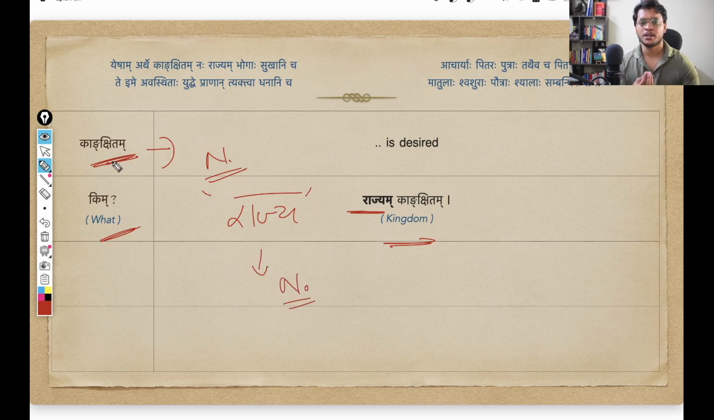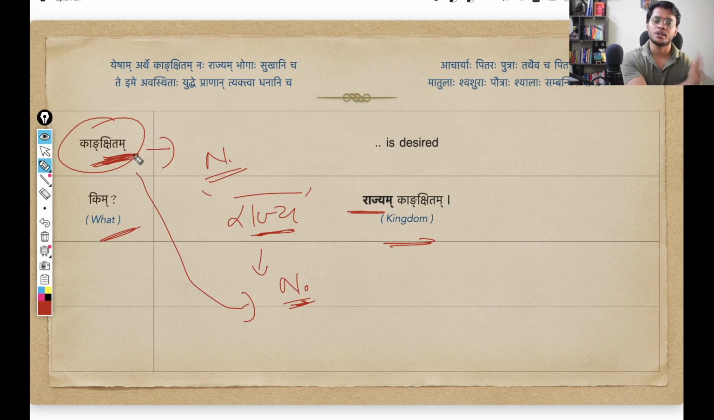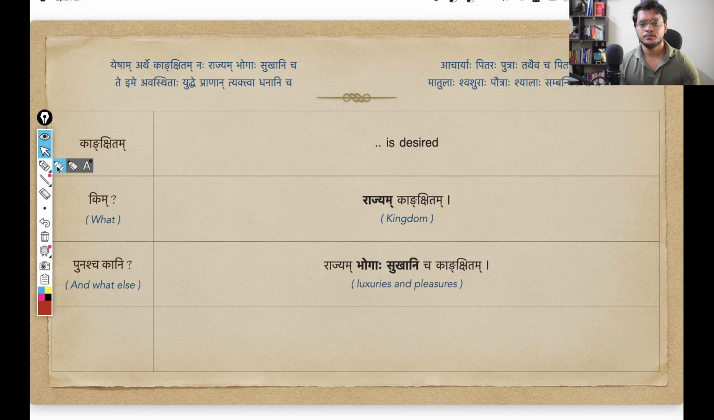And now you can make the connection that since this verb based adjective is describing this noun, Rajya, since this is a neuter gender noun, this is also taking the neuter gender form, Kangshit changing into Kangshitam. Simply, Kangshitam Rajyam, a kingdom that is desired. That is what Arjuna means by saying this. So now let us move on. And now the question is, and what else?